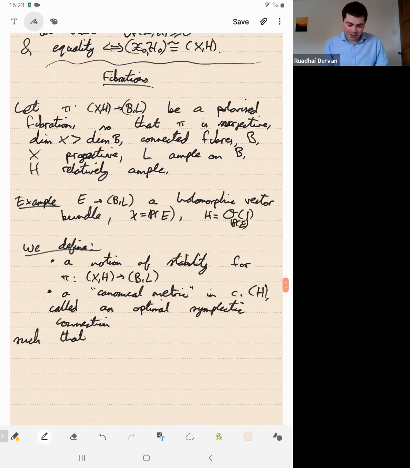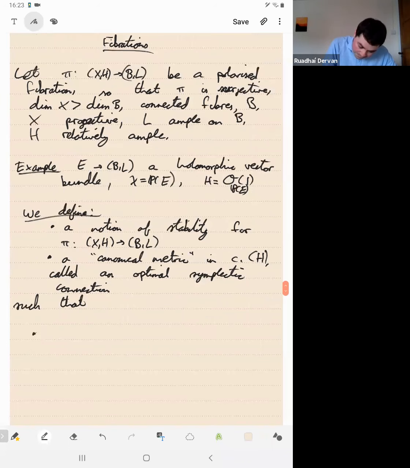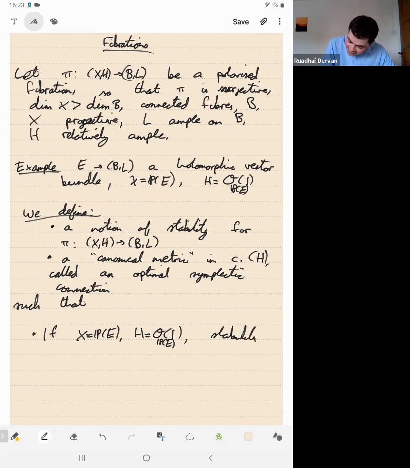the point is that really this is all kind of motivated by the vector bundle theory. For vector bundles, there's a well understood notion of slope stability of a vector bundle, really introduced by Mumford, and a notion of what it means to be a canonical metric on a vector bundle. These are Hermite-Einstein metrics. And what we're doing is generalizing from projective bundles to arbitrary fibrations. So first of all, such that if X is P(E), H is O(1), stability in our sense, so stability of this fibration, is equivalent to slope stability of the vector bundle. So this is a generalization of slope stability of vector bundles.